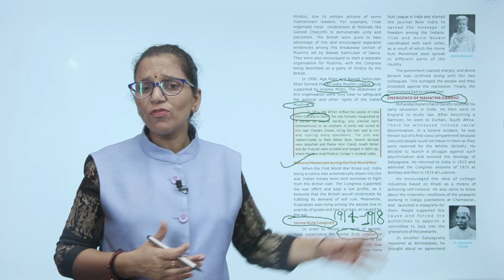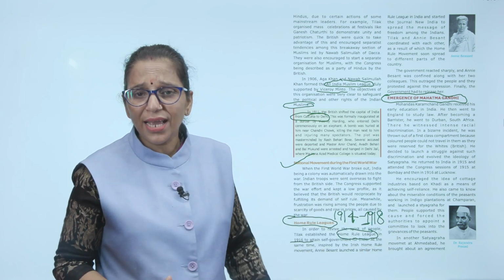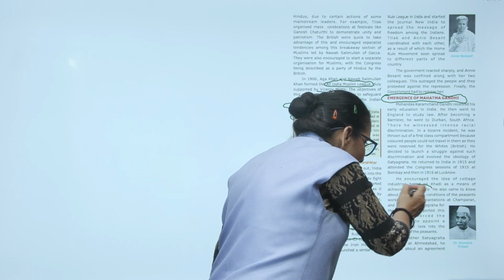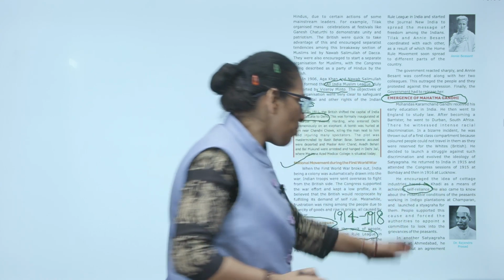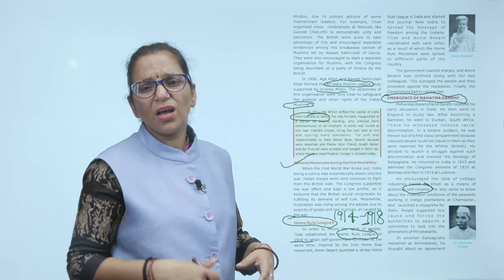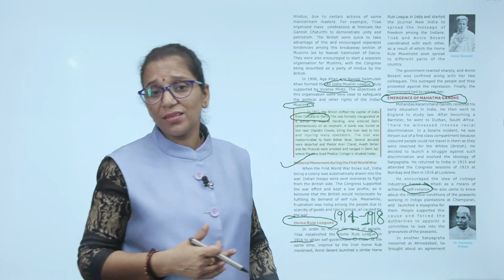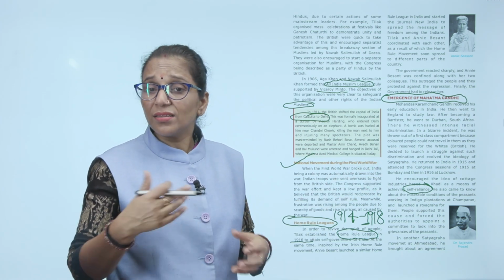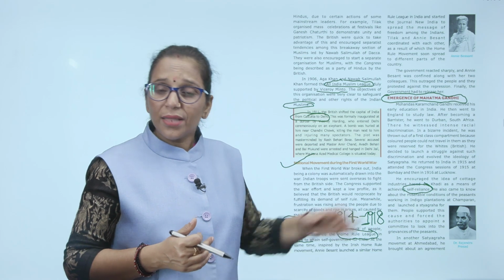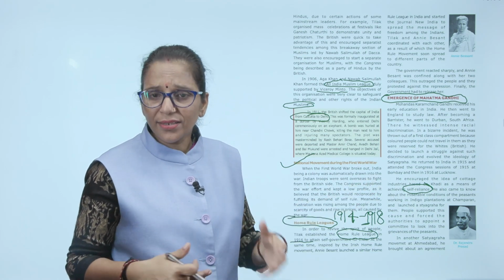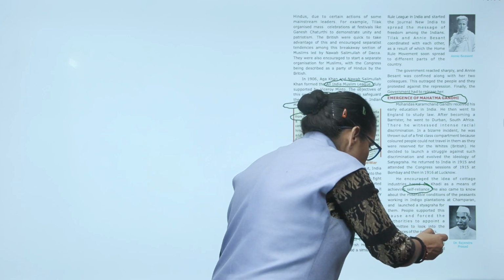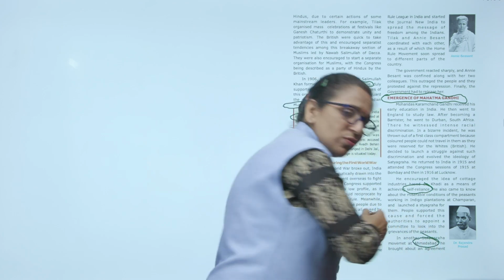He encouraged the idea of cottage industry based on khadi as a means of achieving self-reliance. Khadi apnao. He also came to know about the miserable condition of the indigo plantation workers at Champaran. He launched the Champaran Satyagraha. People supported him and the Satyagraha was successful. After that he also started the Satyagraha at Ahmedabad, where the condition of the mill workers was the worst.